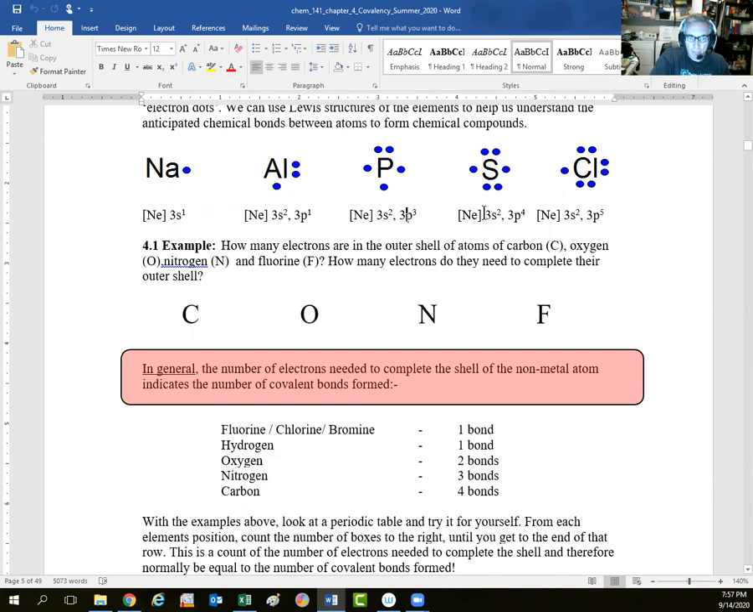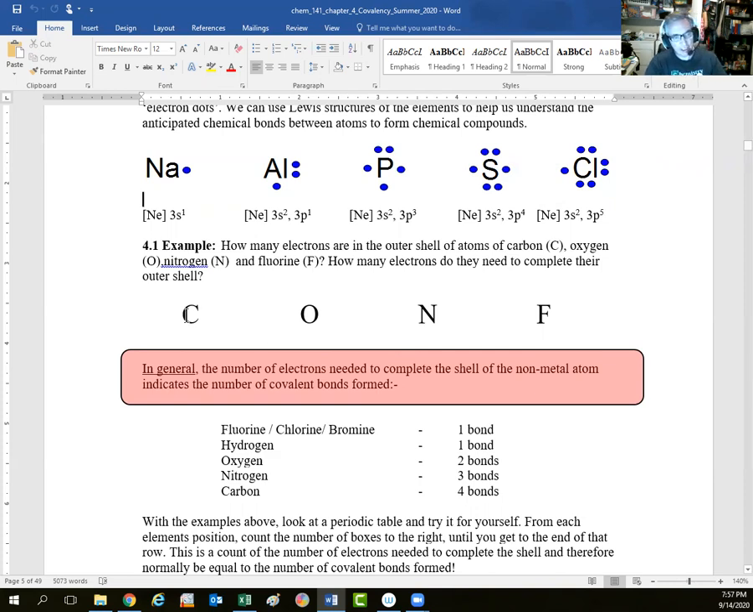Sulfur, with 2 in the S, paired up, and then the 4 in the P. The first 3 go into separate orbitals, then that last, 4th electron pairs up with one of the electrons in the first orbital. So we're really just following Hund's rule when we show the electrons, the Lewis structures, with paired dots or unpaired electrons.